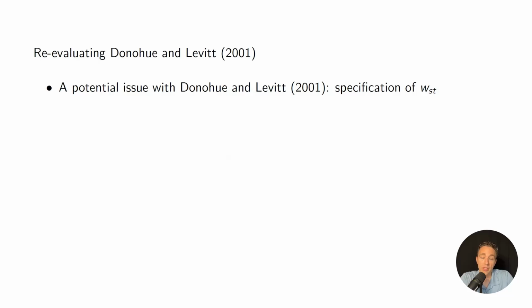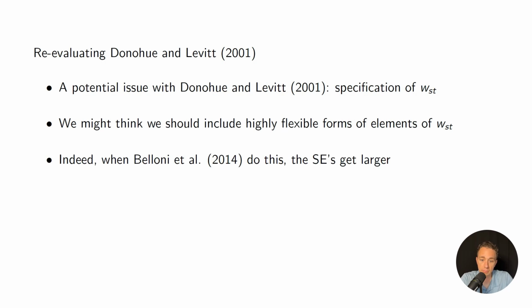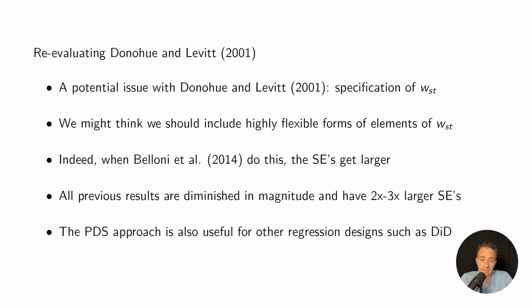And one potential issue with this type of analysis is that the specification of W could be really important. And in particular, we might want to have really flexible forms of W. And then if you read this paper by Belloni, Chernozhukov, and Hansen, they're going to show that indeed the point estimates get closer to 0 in magnitude and the standard errors get larger. And basically, a lot of the results get overturned.